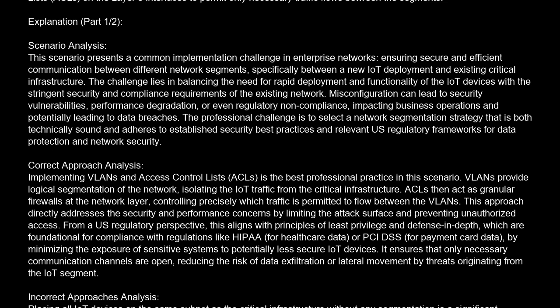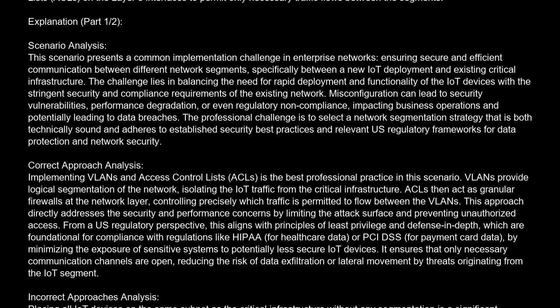From a U.S. regulatory perspective, this aligns with principles of least privilege and defense in depth, which are foundational for compliance with regulations like HIPAA for healthcare data or PCI DSS for payment card data. By minimizing the exposure of sensitive systems to potentially less secure IoT devices, it ensures that only necessary communication channels are open, reducing the risk of data exfiltration or lateral movement by threats originating from the IoT segment.